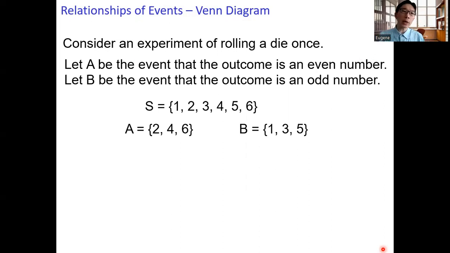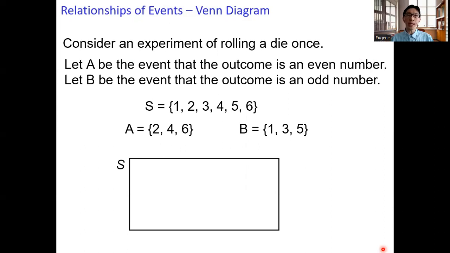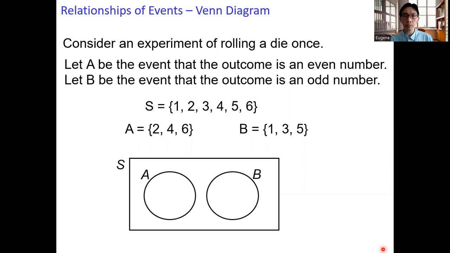Let's construct a Venn diagram showing event A and event B. So we will use a rectangle to denote the sample space. All the numbers from 1 to 6 should be included in this rectangle. And then for each event, we will use a circle for its representation. Here we have two events, so we use two circles, one for event A and one for event B. And then we will start writing the numbers into the respective circles or the rectangle.